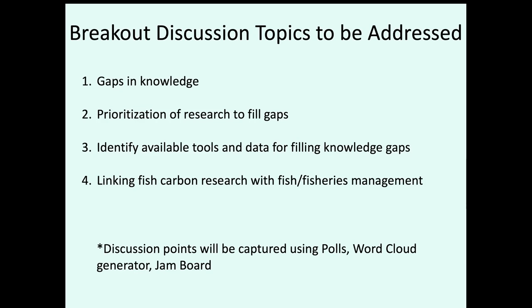But obviously there will be some pretty specific questions under each one. These discussion points will be captured using notes, polls, word cloud generator, and Jamboard. So we have links all set up for the breakout groups.